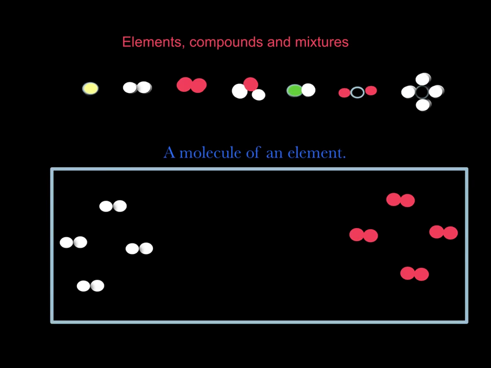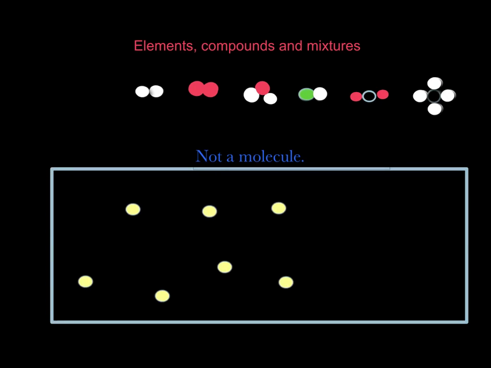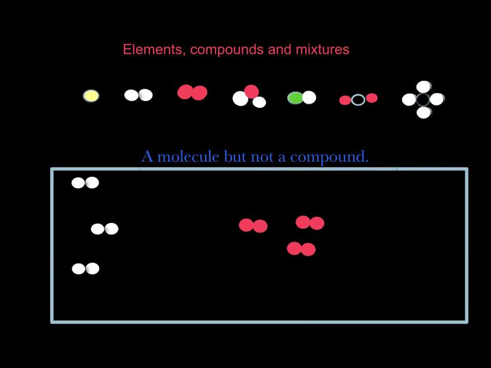This is a molecule of an element because there's only one color, and that makes it not a compound. This is not a molecule because it's only one element. This is a molecule but not a compound because a compound needs two different color elements in order for it to be a compound, but this one has two of the same color elements.